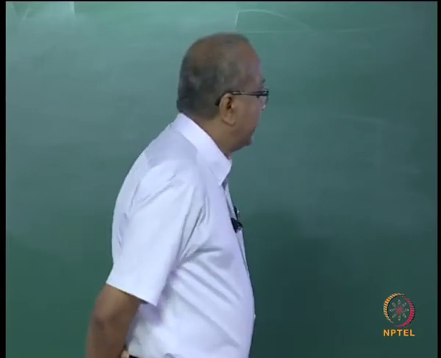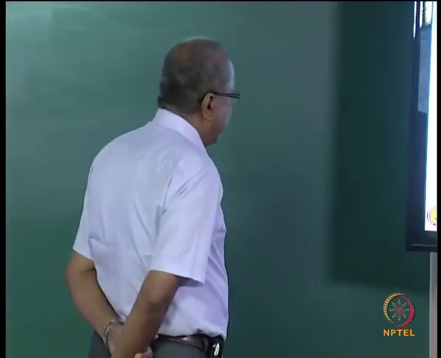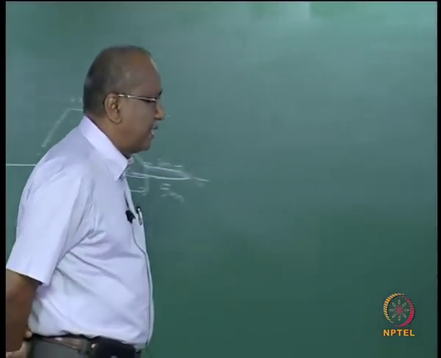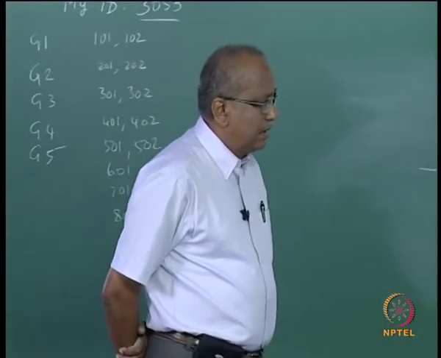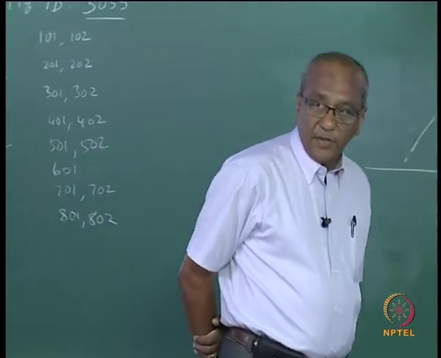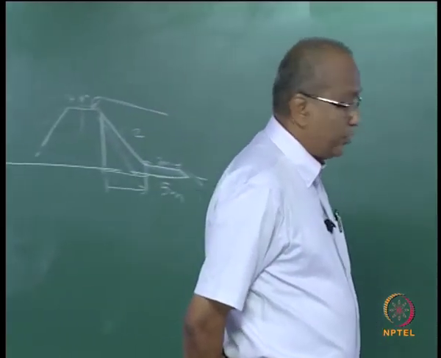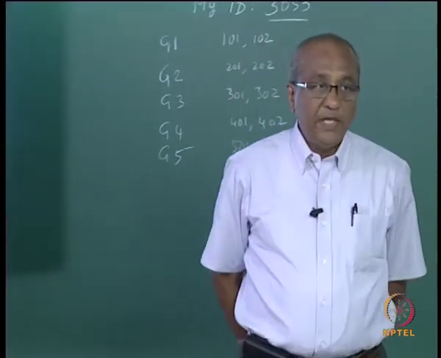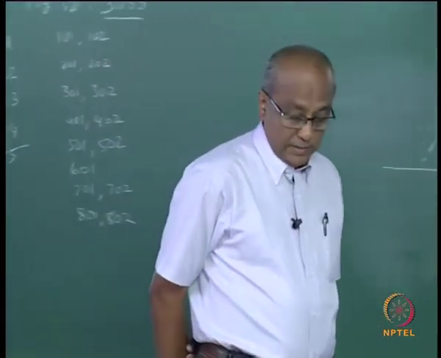understood. Then if the Hs is between 3 to 6 meters and water depth is greater than 20 meters, then you still sometimes think of going in for type S with superstructure. Sometimes it may be quite expensive, in which case you might have to go in for special types of breakwaters, maybe a vertical composite breakwater, okay.